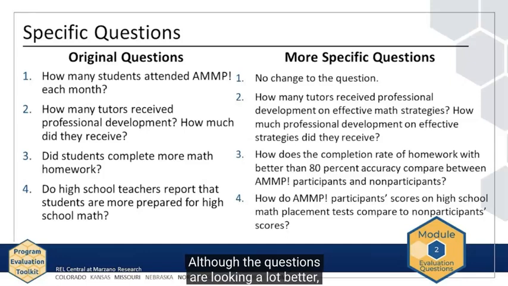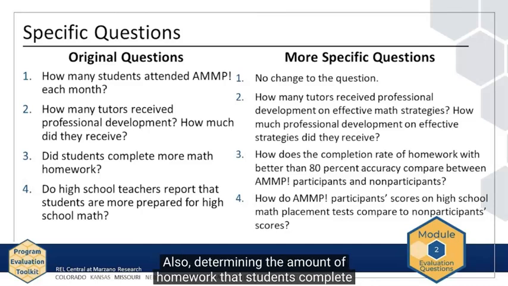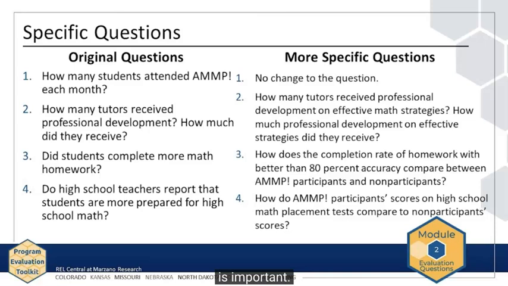Although the questions are looking a lot better, the AMP evaluation team realizes that the questions are not specific enough according to the specific criterion. For example, the team feels that the professional development question needs to specify the topic of the professional development to ensure that the question measures what they want to see. After all, professional development that is not aligned to the goals of AMP should not count as data about program implementation. Also, determining the amount of homework that students complete is important.